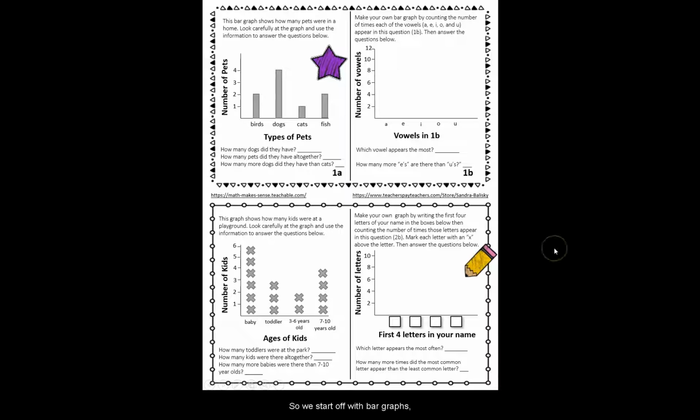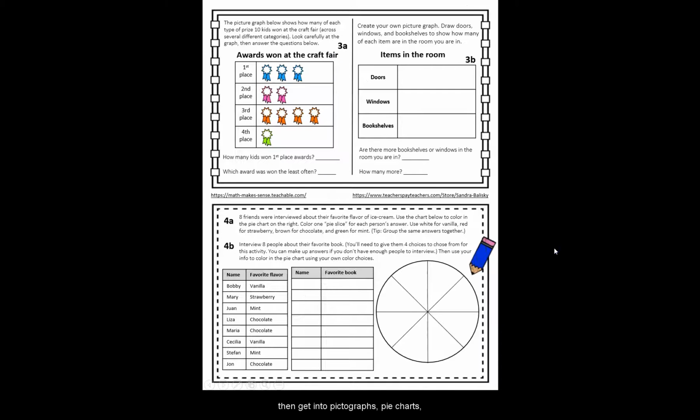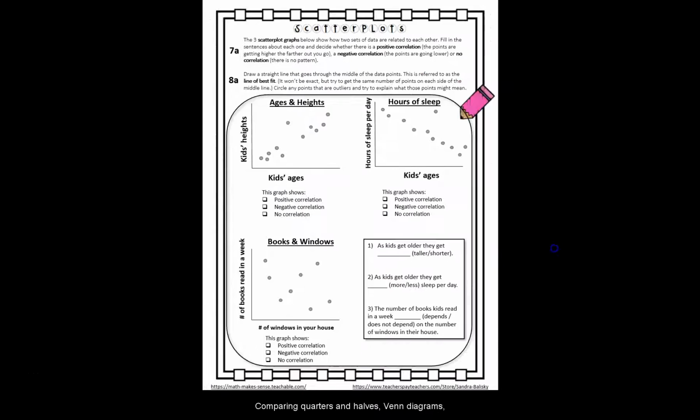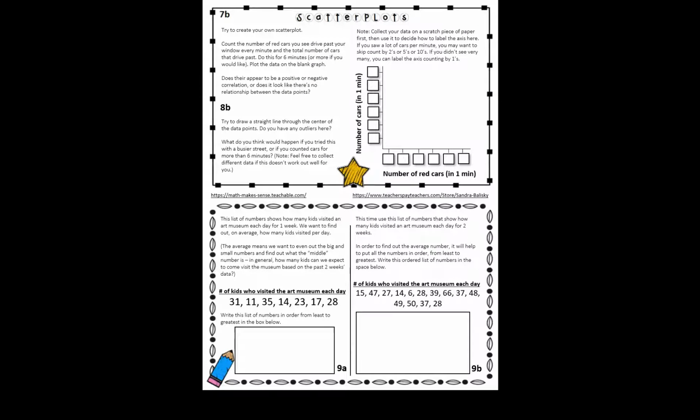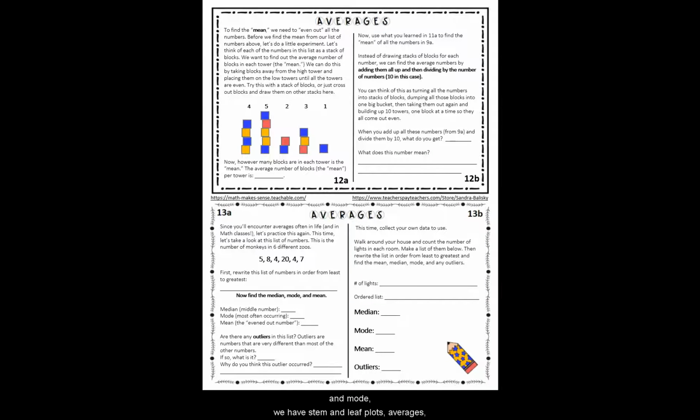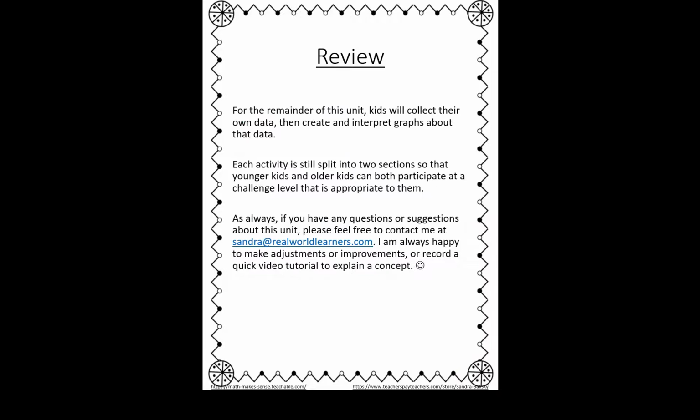We start off with bar graphs. We get into pictographs, pie charts, comparing quarters and halves, Venn diagrams, collecting some of your own data, doing scatter plots, drawing straight lines, talking about mean, median, and mode. We have stem and leaf plots, averages, and that covers all of those topics.